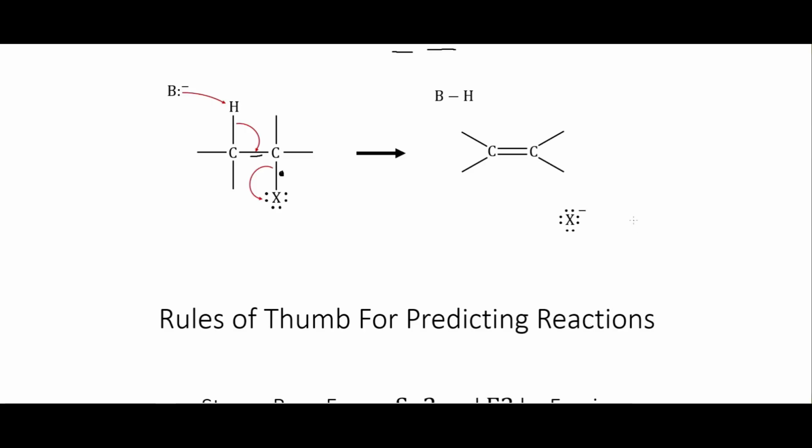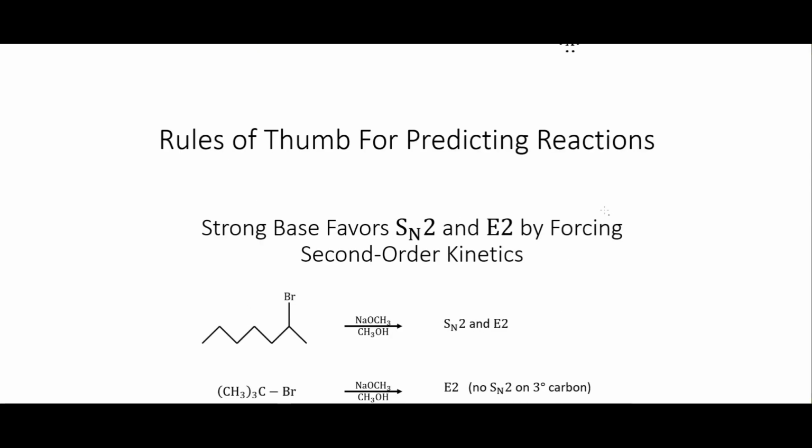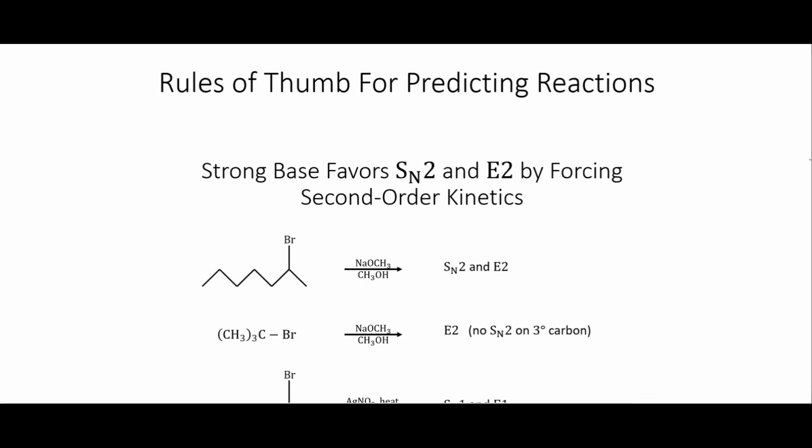All right, so some rules of thumb for predicting reactions. I call them rules of thumb because these aren't hard and fast rules. These are just ways of thinking about it and trying to predict what our major product is going to be. Again, these things are in competition with each other, so you're going to get a mixture of the products. We're just trying to figure out what the major product is going to be.